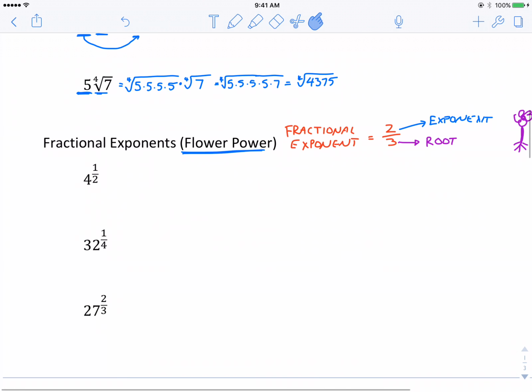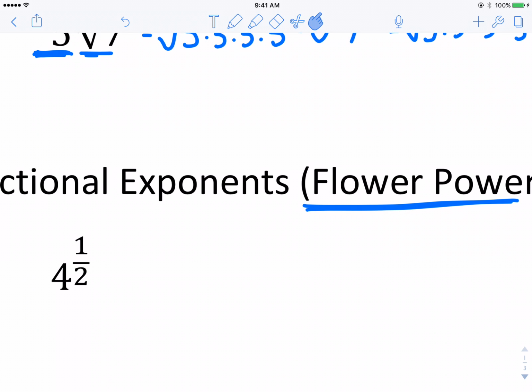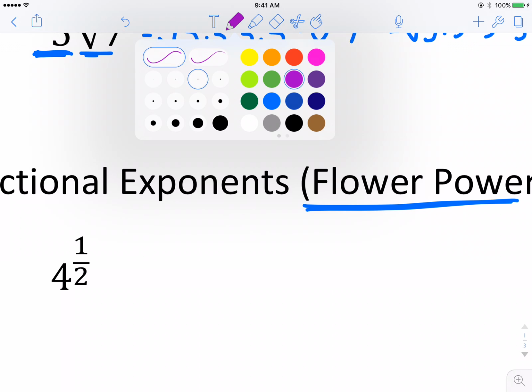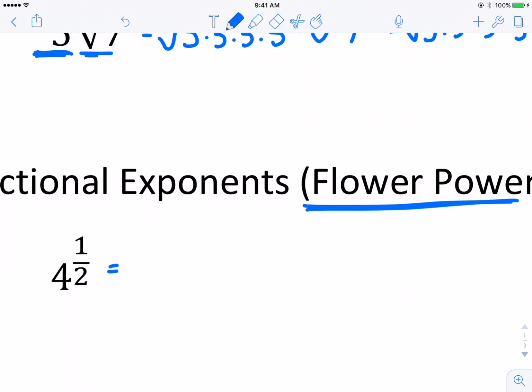Knowing that, let's look at 4 to the power of 1/2. 4 to the power of 1/2 can also be written as the square root of 4, with 2 being the root. I don't have to write this 2, right? Remember, I don't have to write this 2. But the square root of 4, well, we know is 2.